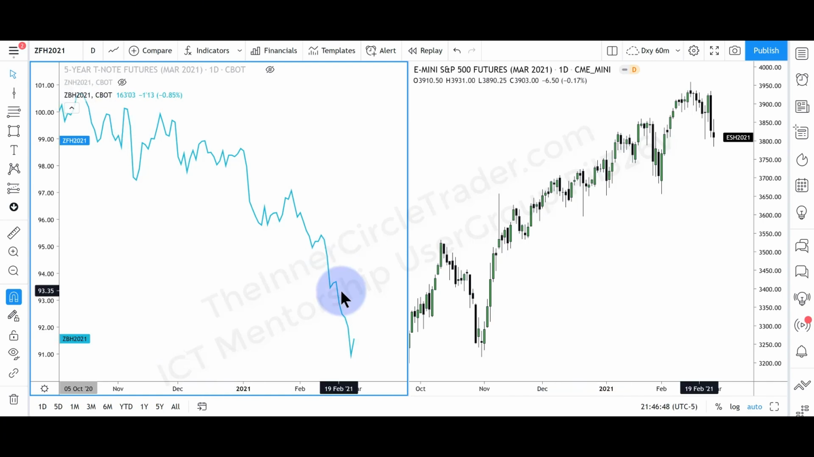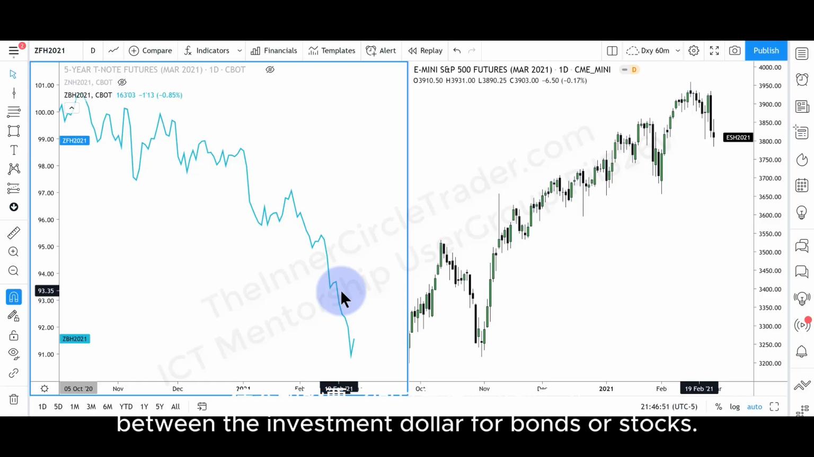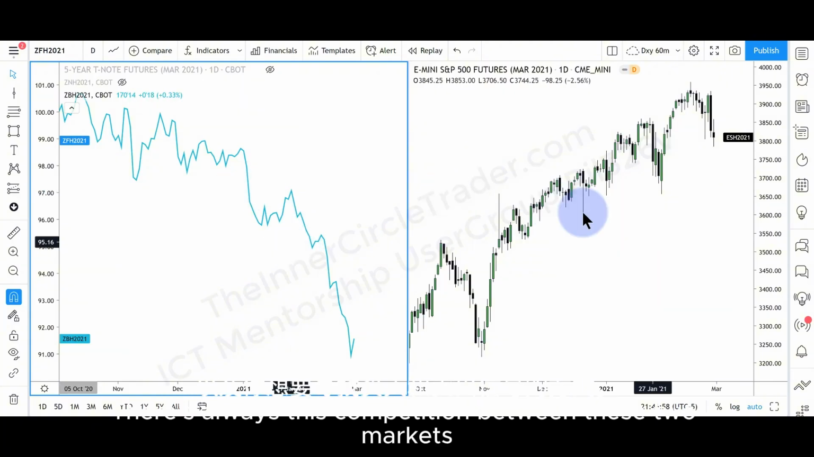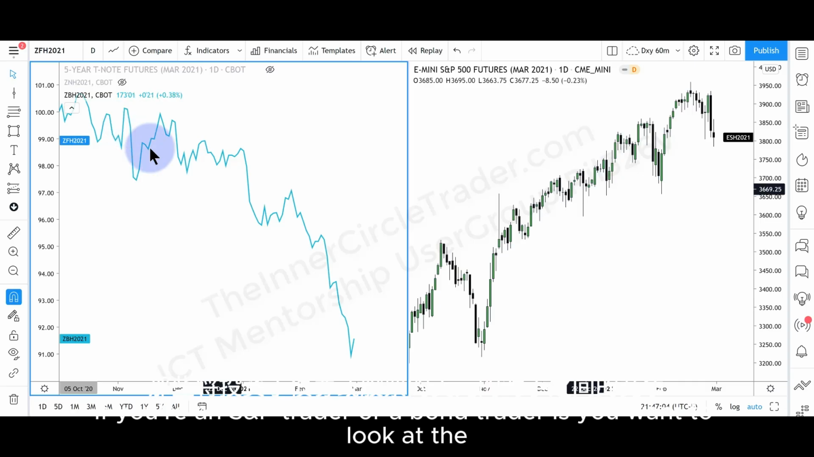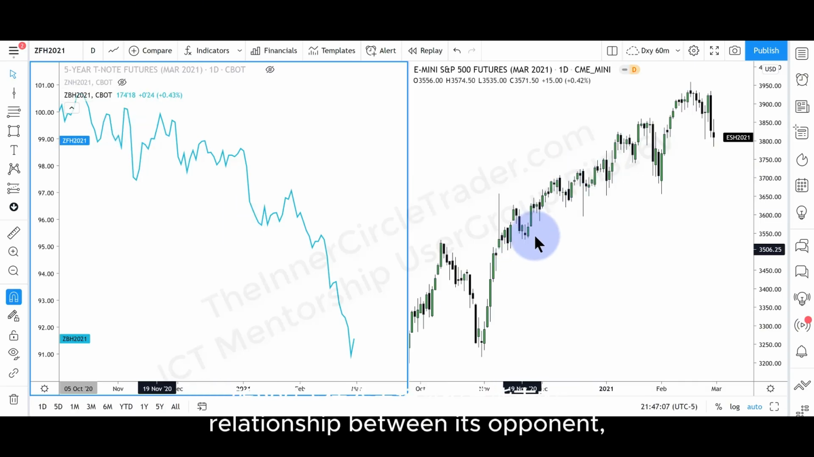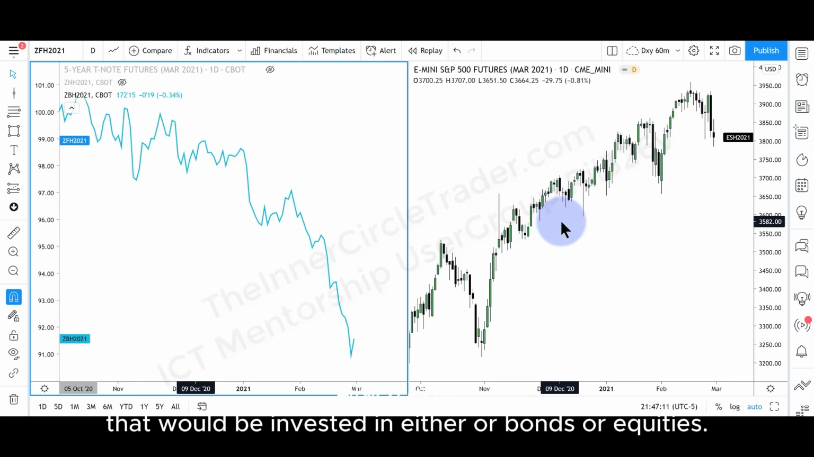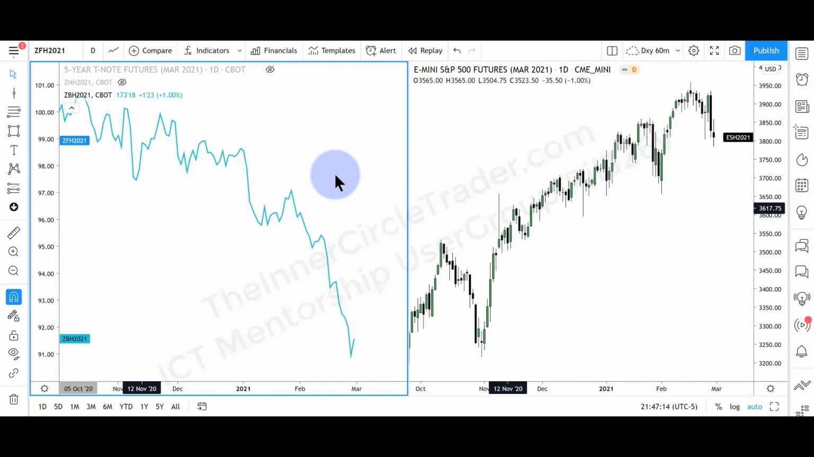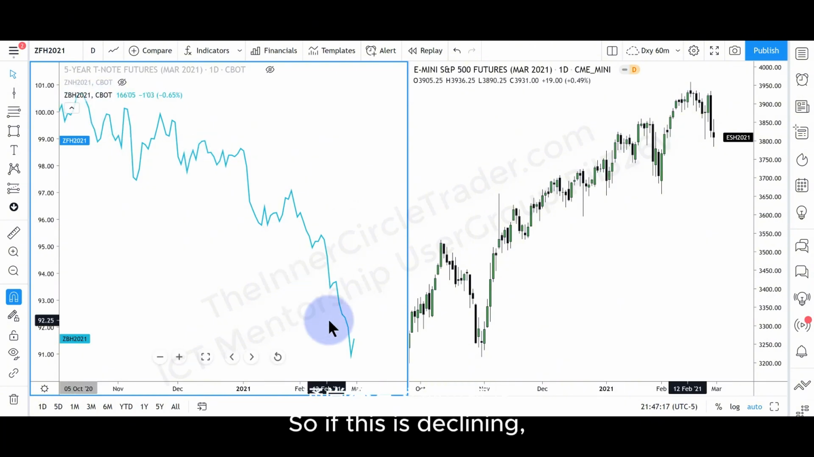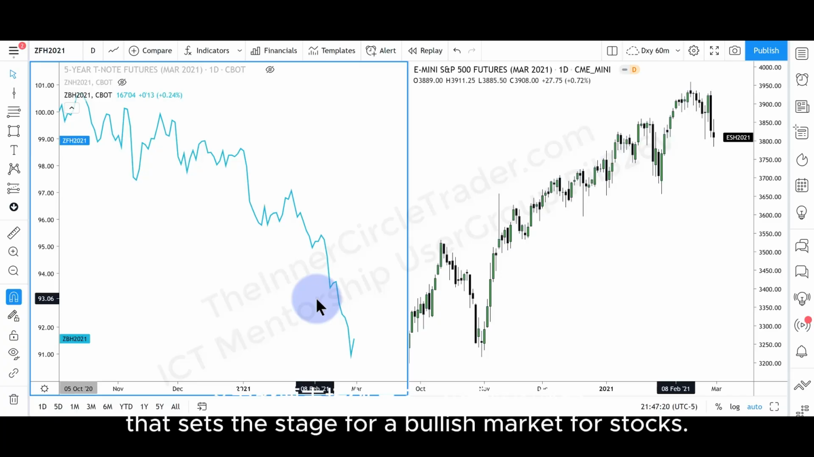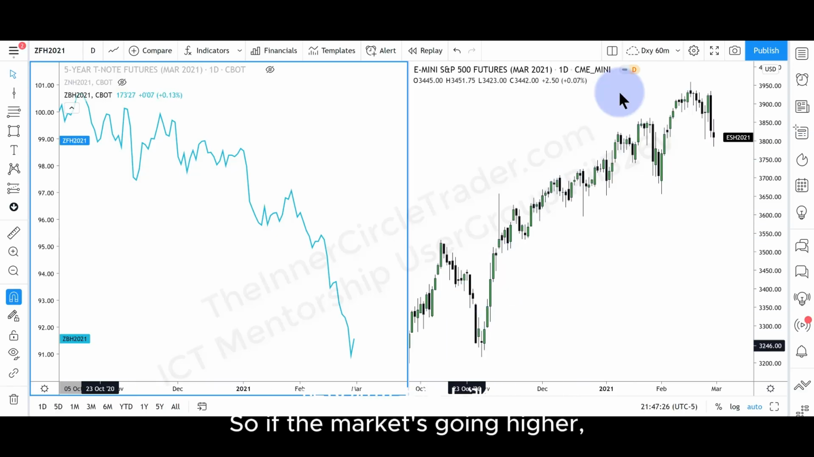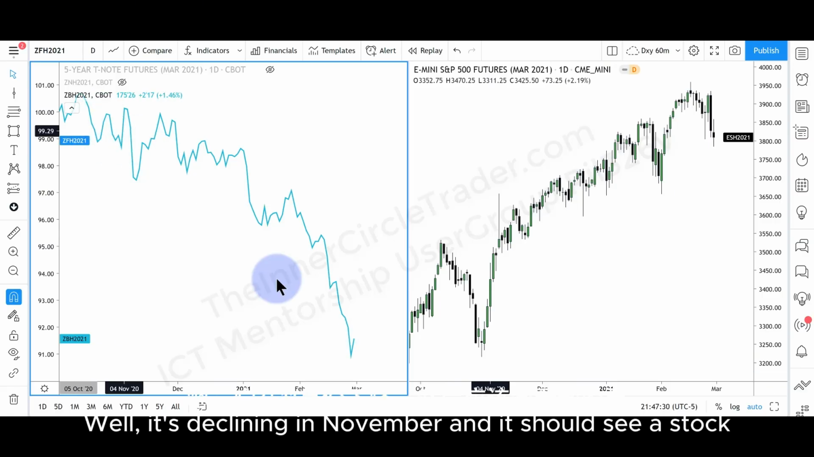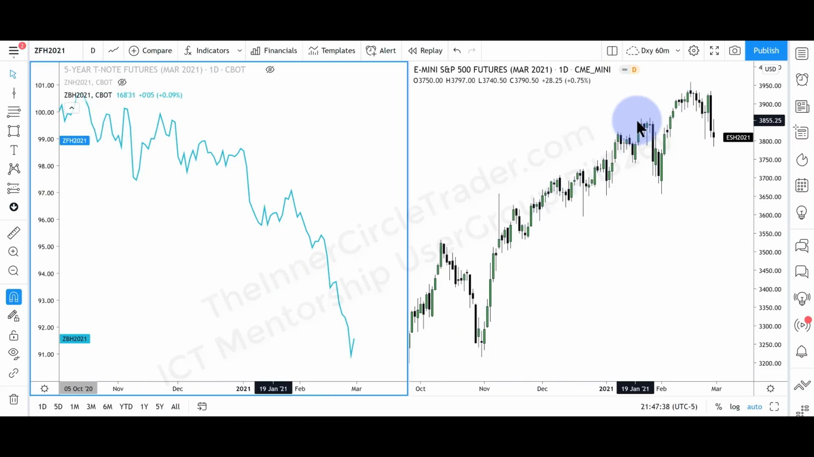But for a period of time, there's usually this tug of war between the investment dollar for bonds or stocks. There's always this competition between these two markets. And the way you want to look for buy and sell signals, if you're an S&P trader or a bond trader, is you want to look at the relationship between its opponent, the tug of war opponent for that dollar that would be invested in either bonds or equities. So the market's bearish for bonds. So if this is declining, that sets the stage for a bullish market for stocks. So the stock market goes higher. If the market's going higher, when should it start? Well, if bonds are declining in November, then it should see a stock market rally in November as well.